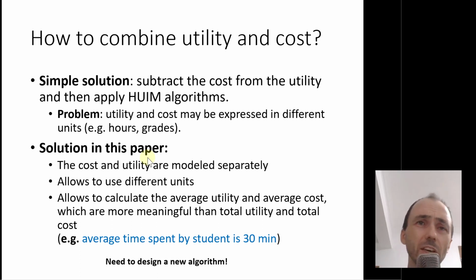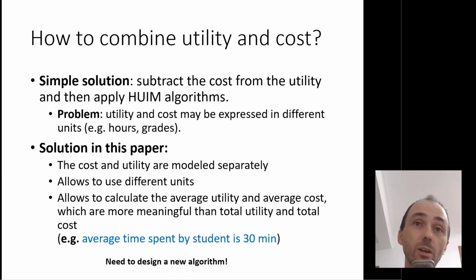So after thinking about this, in this paper, we decided to model the cost and utility separately. Because of this, we can use different units for the cost and utility, like the hours, the grade, the money, and so on. And also, it will allow us to calculate the average utility and average cost, which we think are more meaningful for the user.